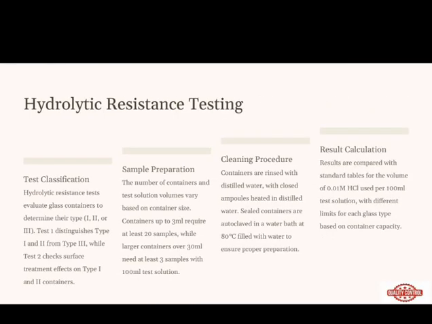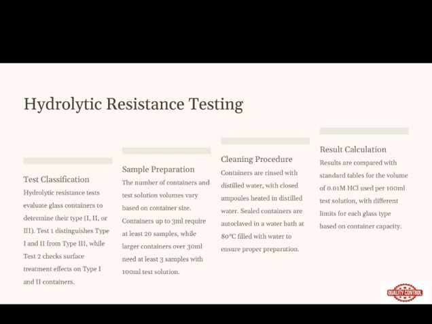Hydrolytic resistance testing. The test classification. Hydrolytic resistance test evaluates the glass containers to determine their type 1, 2 or 3. Test 1 distinguishes type 1 and 2 from the type 3, while test 2 checks the surface treatment effects on the type 1 and 2 containers. Sample preparation. The number of containers and test solution volumes vary based on the container size. Containers up to 3 ml require at least 20 samples, while larger containers over 30 ml need at least 3 samples with 100 ml test solution.